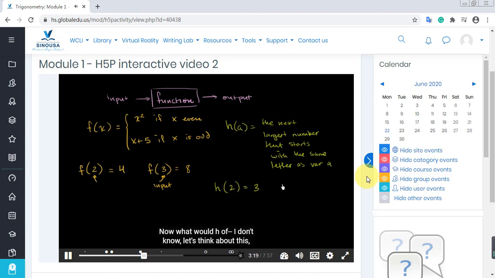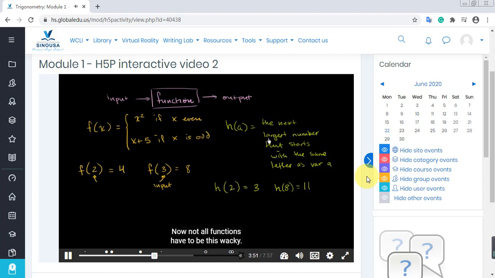Now, what would h of 8 be equal to? Well, 8 starts with an e. The next largest number that starts with an e, so it's not 9, 10, it would be 11. And so now you see it's a very, very general tool. This h function that we just defined, we'll look at the letter that the number starts with in English, and so it's doing this really wacky thing.